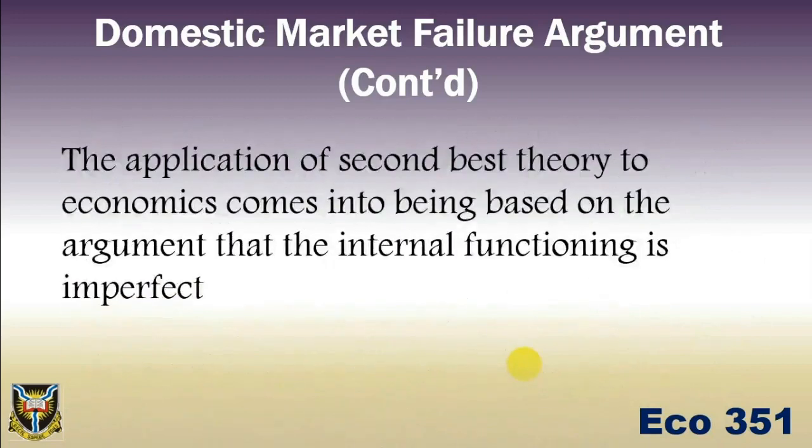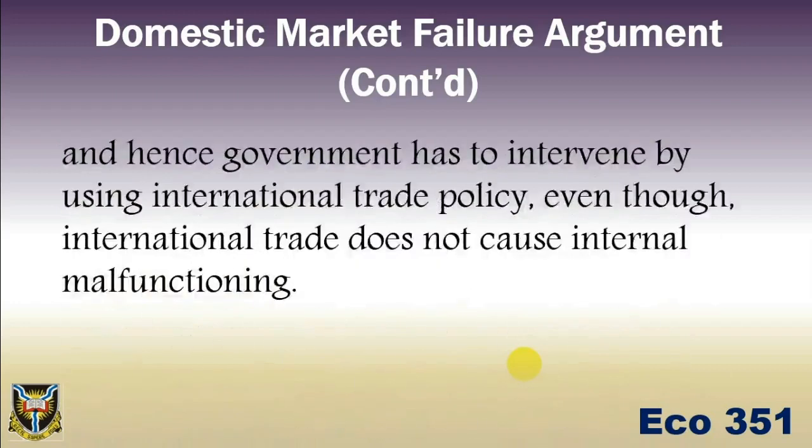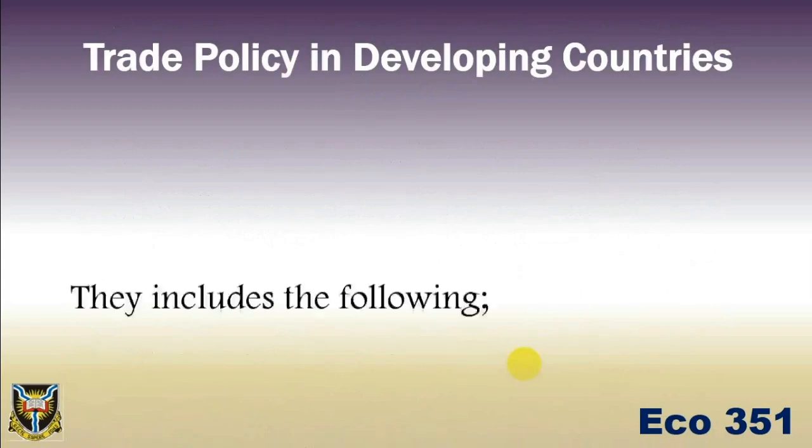Of course, the best strategy is to make wages flexible. But in a case where this cannot be achieved, government can intervene through other markets, the second best, to solve the problem. The application of second best theory to economics is based on the argument that the internal functioning is imperfect, and hence government has to intervene using international trade policies, even though international trade does not cause internal malfunctioning.